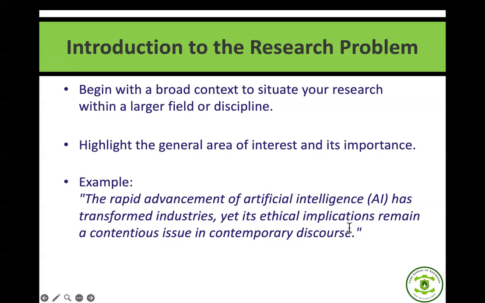Once you have set the stage, it is time to highlight the general area of interest. This is where you tell your audience which aspect of the broader topic you are actually focusing on and why it is so important to you. For instance, you might say something like, while AI has brought incredible advancements, its ethical implications are still a very contentious issue. This not only narrows the focus, but also gives a hint at the significance of your research issue.